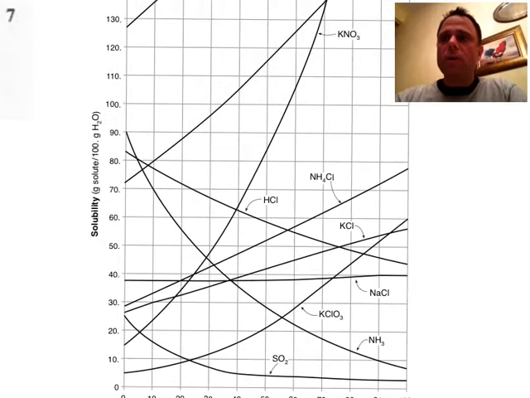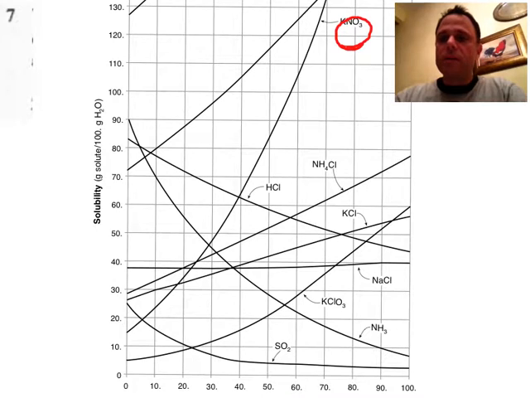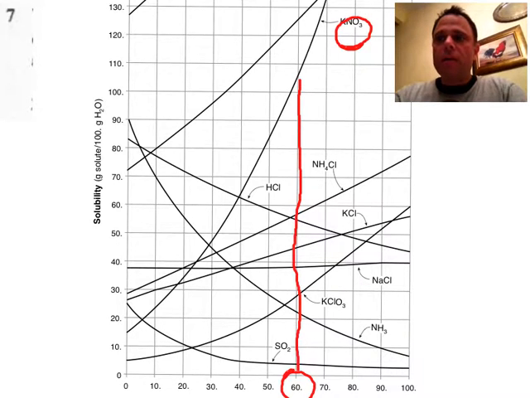So, KNO3 at 60 degrees Celsius. Let's move this a little bit, 60 degrees Celsius. There we go. It's letting me pick the pen now. All right. So travel up the line until we reach KNO3. Now that lands roughly right here.